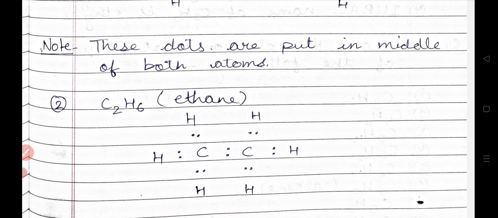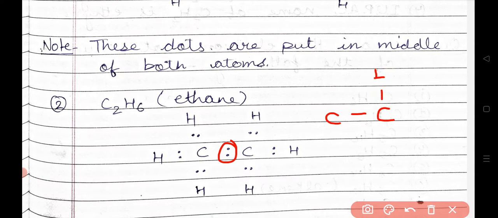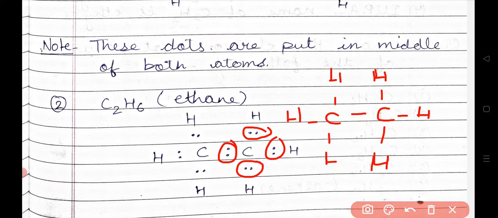Similarly, in ethane, the two carbon atoms are connected by a single bond, so two dots are present here. The hydrogens are connected by other single bonds, so each hydrogen atom and carbon atom contains two dots between them. Similarly, each carbon is connected with hydrogen.